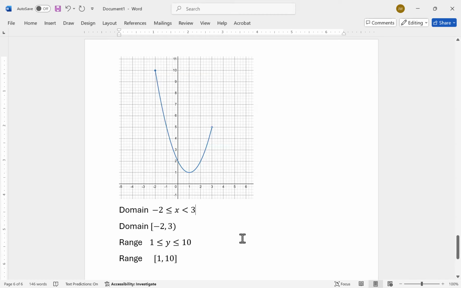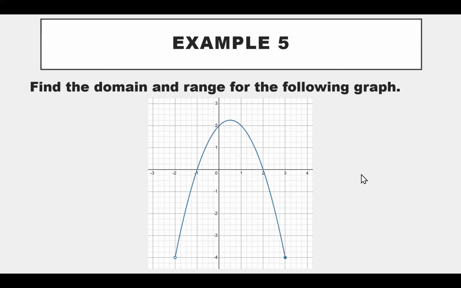Hopefully that makes sense. Domain is the x values that can be obtained. Range is the y values that can be obtained. Let's try the same thing for this graph. If you want, push pause on the video and try it on your own. I will write down the answer in just a couple of seconds.